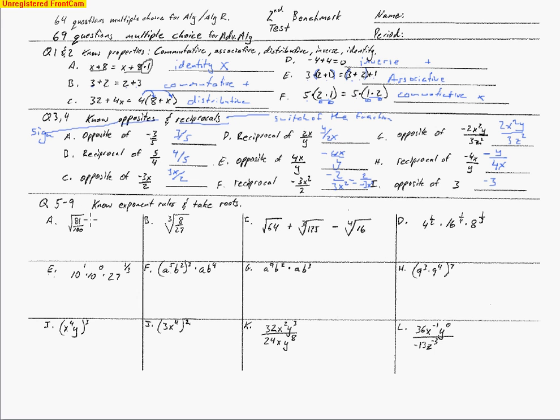So here we have the square root of 81 and the square root of 100. And so we go ahead and take the square root of 81, that's 9. The square root of 100 is 10. That would be our answer.